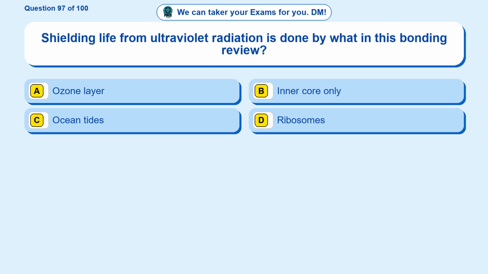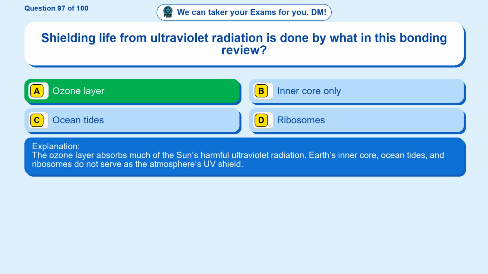Question 97. Shielding life from ultraviolet radiation is done by what in this bonding review? Option A, ozone layer. Option B, inner core only. Option C, ocean tides. Option D, ribosomes. The correct answer is option A. Ozone layer. The ozone layer absorbs much of the sun's harmful ultraviolet radiation. Earth's inner core, ocean tides, and ribosomes do not serve as the atmosphere's UV shield.